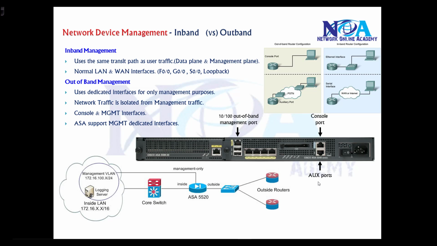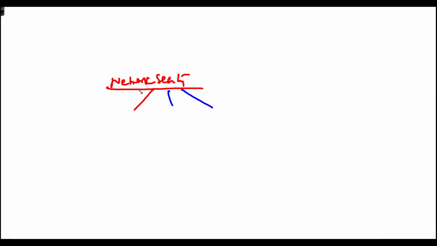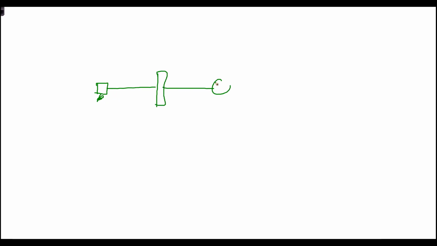The network devices can be managed either via in-band management or out-of-band management. Now the basic difference between these two is, in in-band management, we have two different types of traffic. Let's say I have a computer, connecting to my network, to my LAN, and connecting to a router.